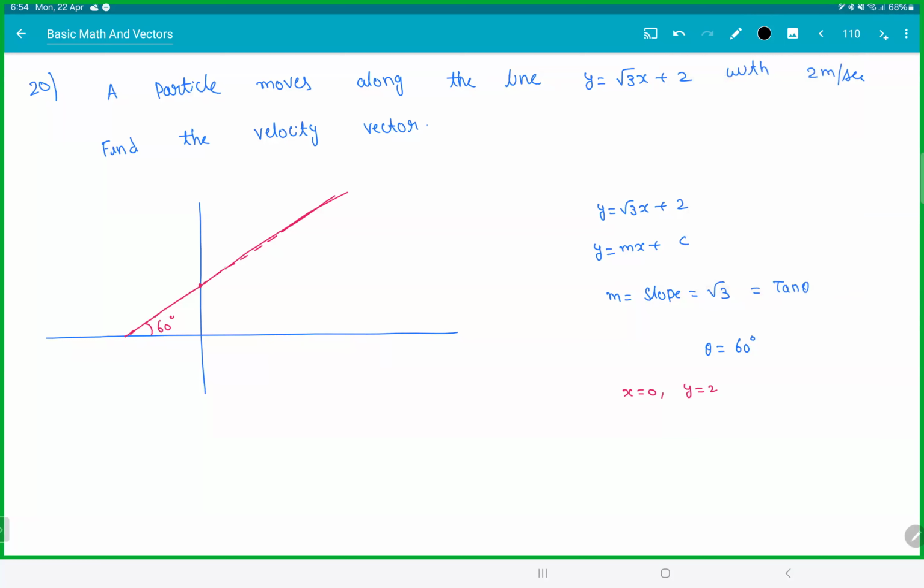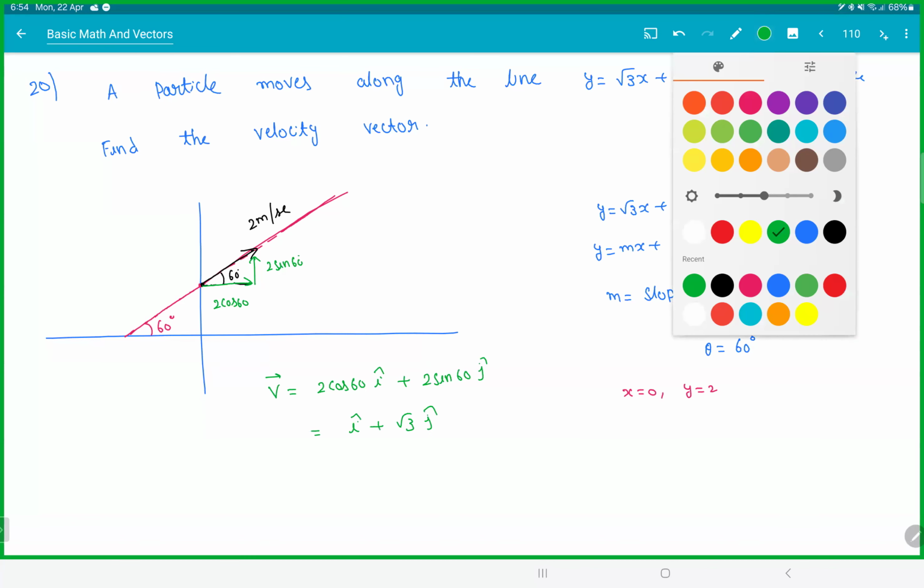Now you said the particle is going in this direction with a speed of 2 meters per second. This angle is 60 degrees. You know how to take the components, horizontal component and vertical component. So this would be 2 cos 60, this would be 2 sin 60. So the velocity vector would be 2 cos 60 i cap plus 2 sin 60 j cap. Cos 60 is half, so that is 1, and this is root 3 j cap. This is one answer, okay?